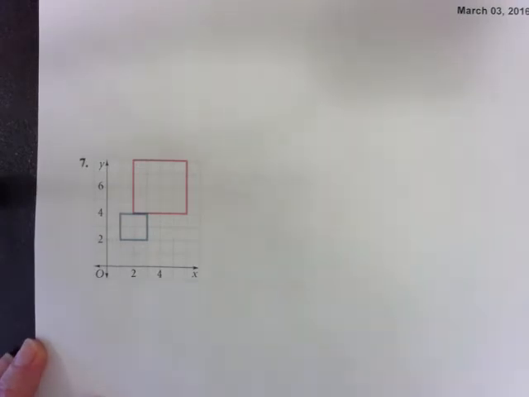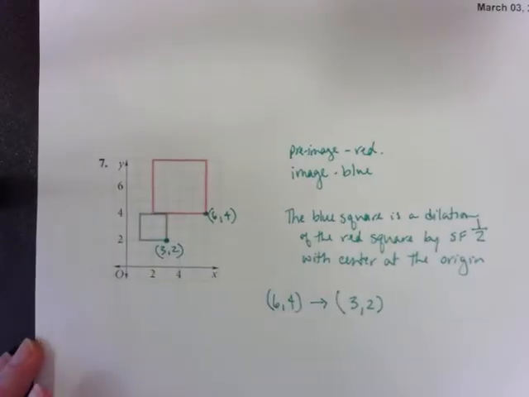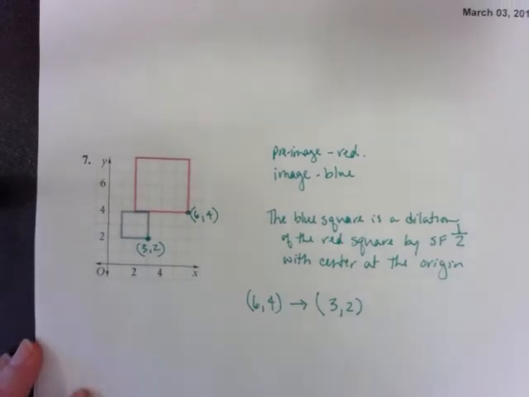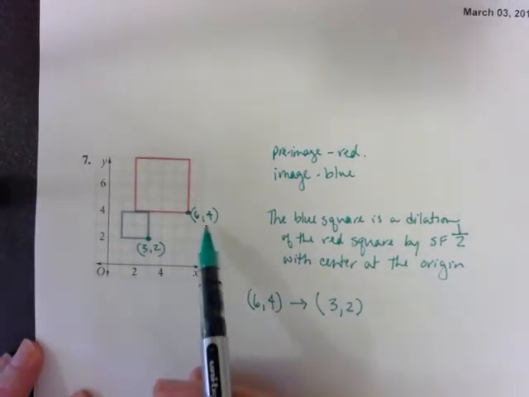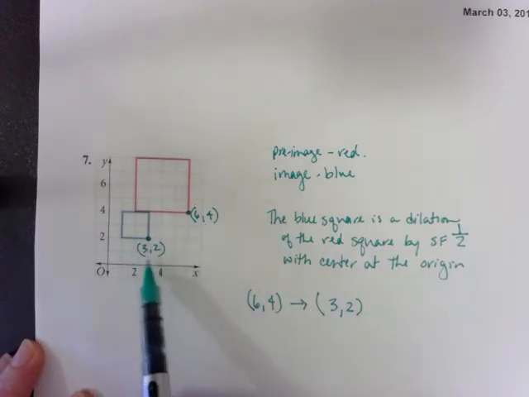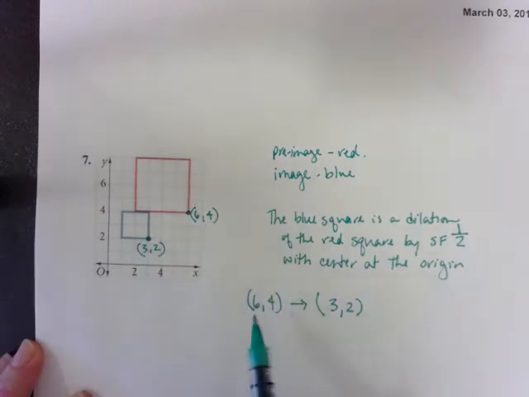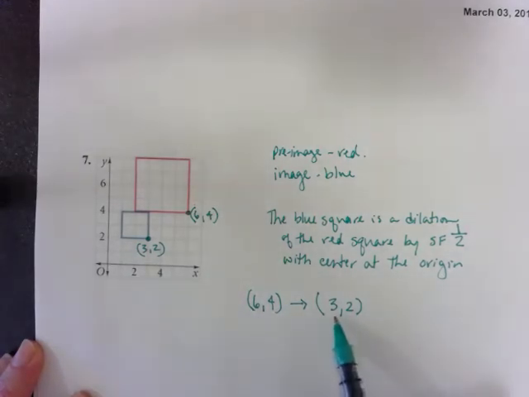Now what we can see here is that the origin is going to be the point of dilation. And this is what it means. If we take a point on the pre-image and a point on the image, we can see that the pre-image is 6 and the image is 3, so we have a 1/2 scale ratio. The image is 4, the pre-image is 2, so we have a 1/2 scale ratio.